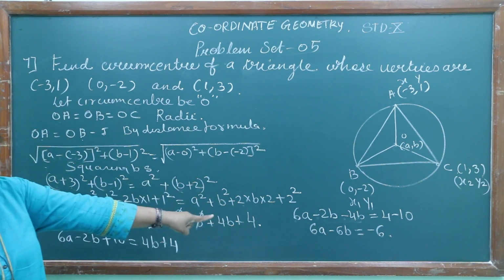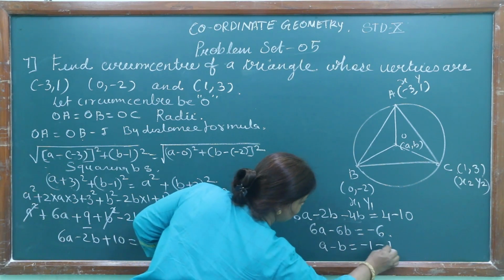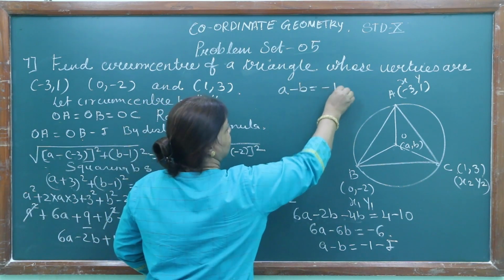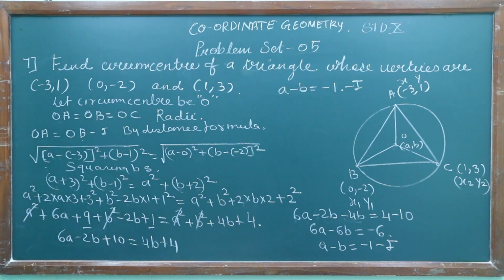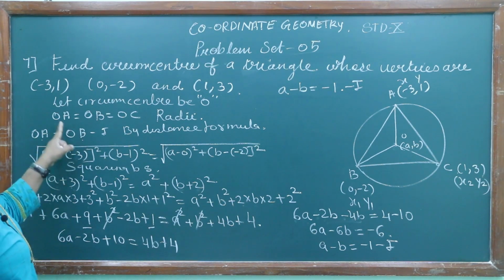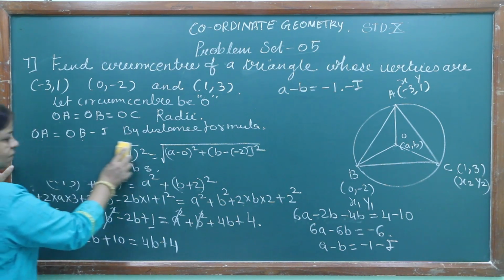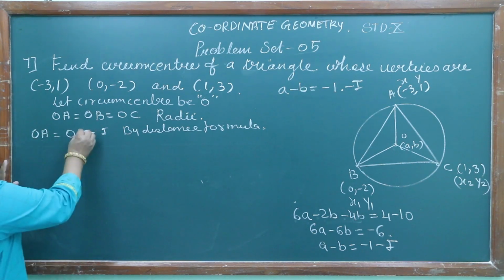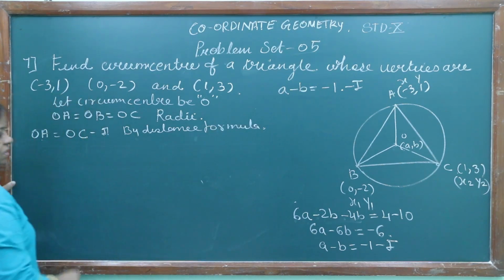So here children, if I divide this equation by 6, I'll be getting a minus b is equal to minus 1. This is your first equation. So let me write it here, a minus b is equal to minus 1, the first equation. Now I will try to get another equation. First I have compared OA equal to OB. Now I will compare OA equal to OC, and that would be by the distance formula only. Second time by the distance formula to get the simultaneous equation.